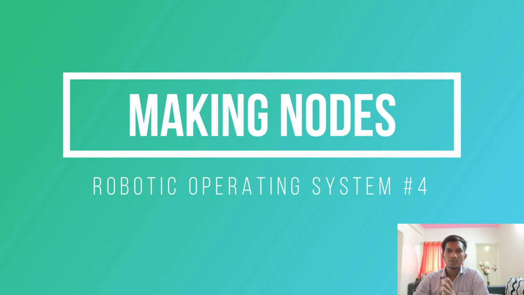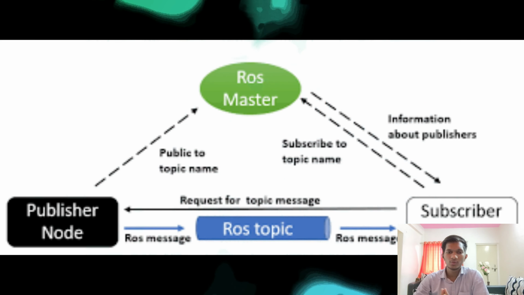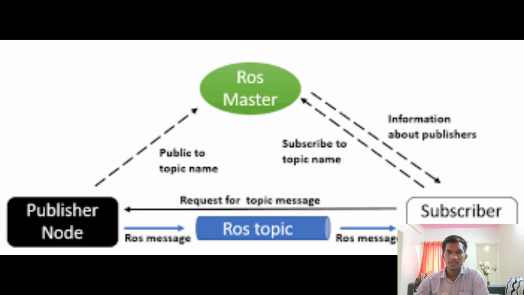Hi there. Now we are in the fourth video of our ROS tutorial series, and in this video, we are going to see how we can make the nodes and how these two nodes communicate between each other. So we are going to make a talker node as well as a listener node, and then we are going to see the communication between these two nodes.